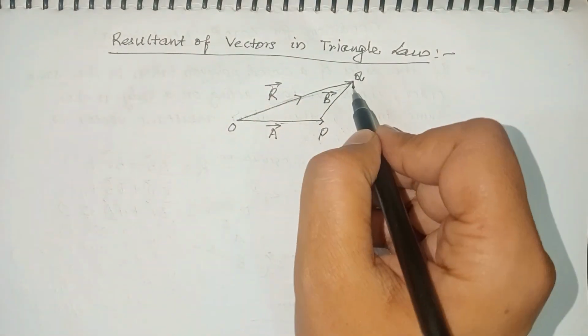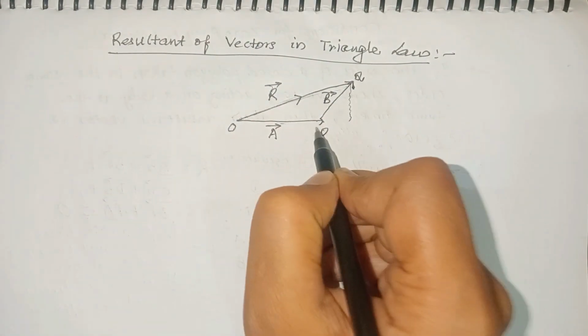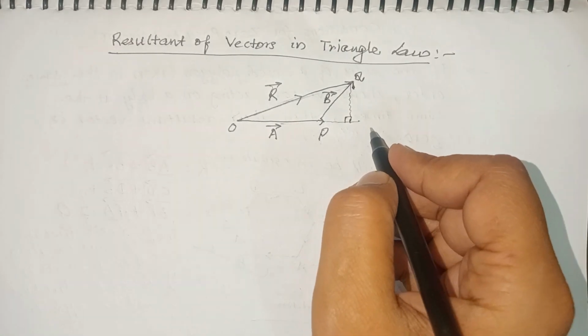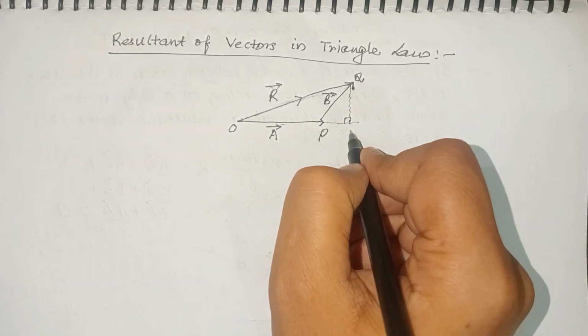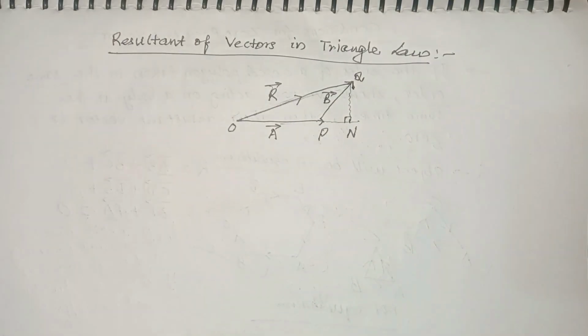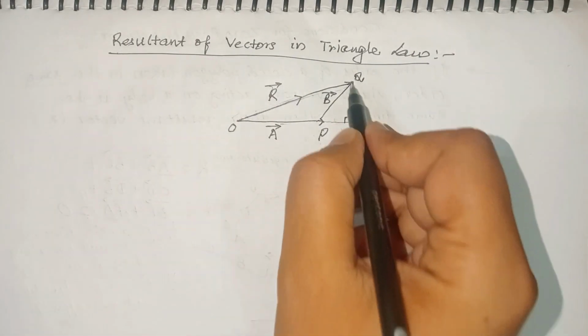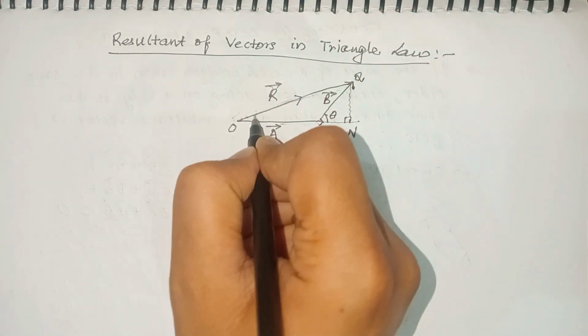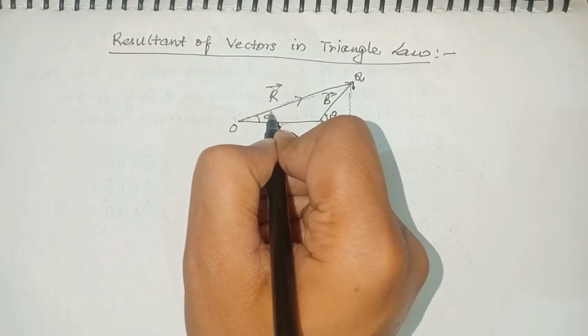To find this, let us first make it a right triangle. Join it, extend it. After joining, let this be point N, the point of junction. Let the angle be theta. It could be alpha, beta, anything we can take.